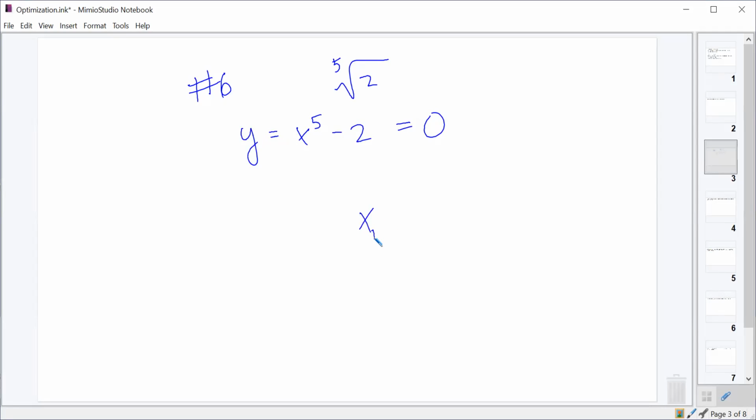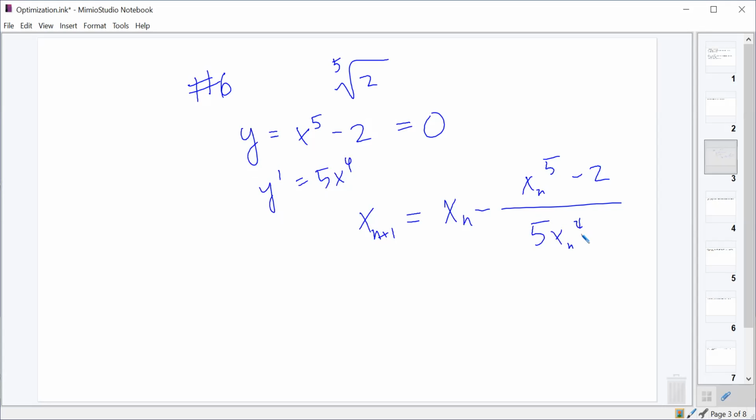So x sub n plus 1 would equal x sub n minus f of x sub n, which would be x sub n to the 5th minus 2, over f prime. So y prime is 5x to the 4th, right? So 5x sub n to the 4th.